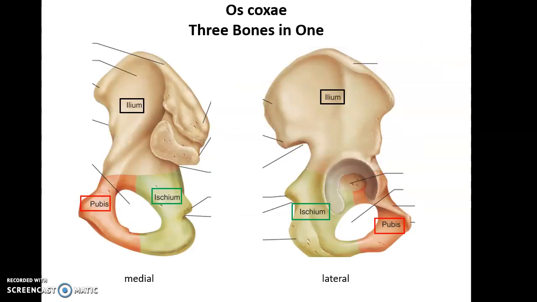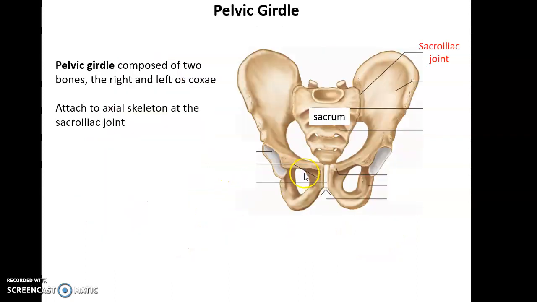The os coxae used to be 3 bones, but they fused over time. The superior bone was called the ilium. The anterior bone was called the pubis, toward the front, and the posterior inferior bone was called the ischium, toward the back. So we still refer to those 3 regions of the os coxae as the ilium, the pubis, and the ischium. Here, pubis in front, and ilium up here, and ischium in the back.